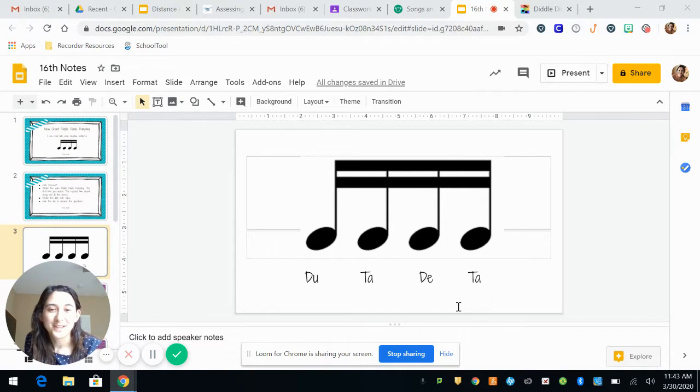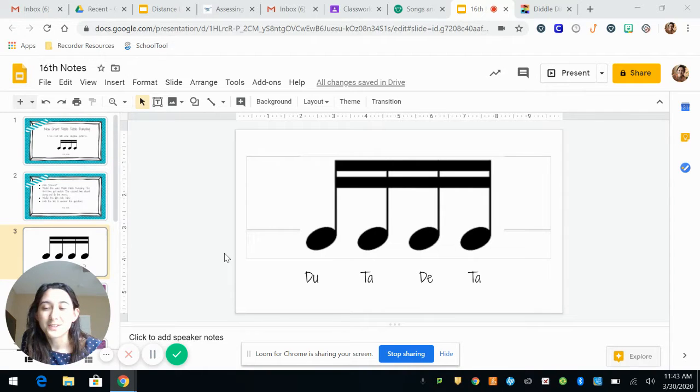Now, right here on my screen, you see a symbol with 4 dots connected by 2 bars at the top, not just 1 bar. Remember, our 8th notes, the do-day, has 1 bar at the top. 16th notes will have these 2 bars. So if you're practicing writing this, make sure you draw 2 bars for 16th notes.